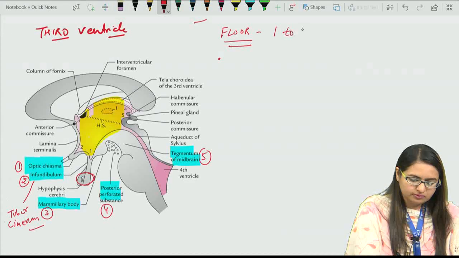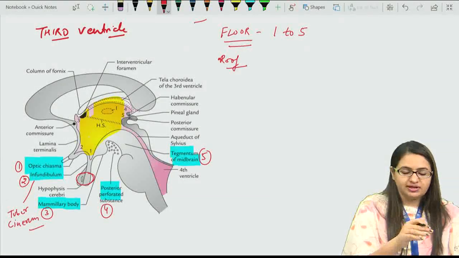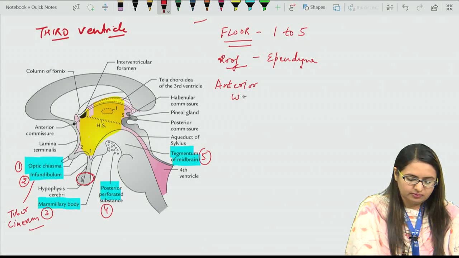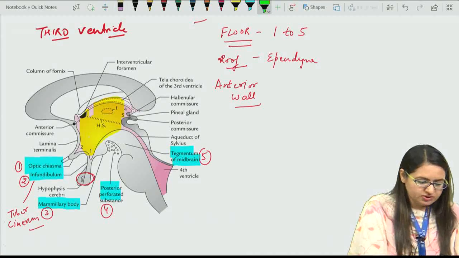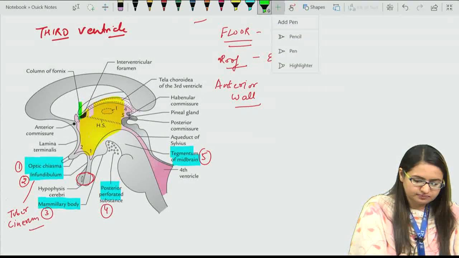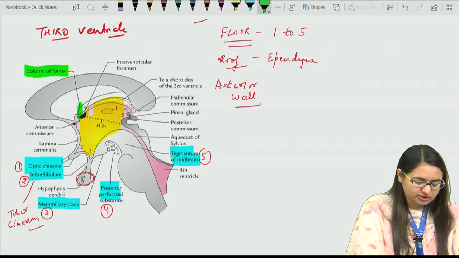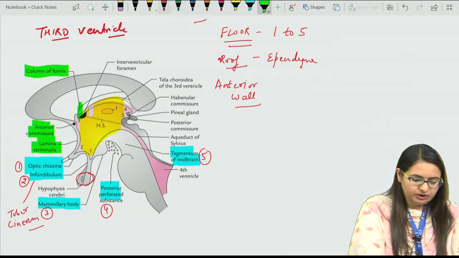Now if we talk about the roof, the roof is formed by the ependyma, which extends between the two thalamus. Then we have the anterior wall, which is formed by three structures. If we see over here towards this side, this structure is the column of the fornix. Then as we come lower down, the anterior commissure and the lamina terminalis. These three structures form the anterior wall.